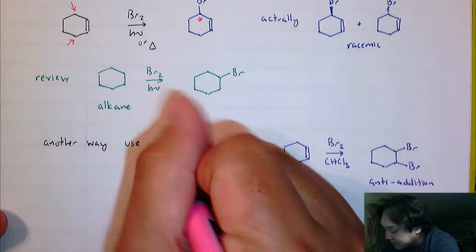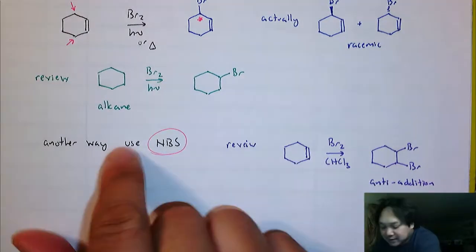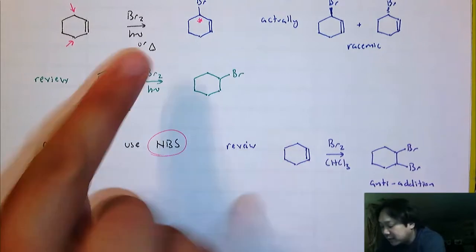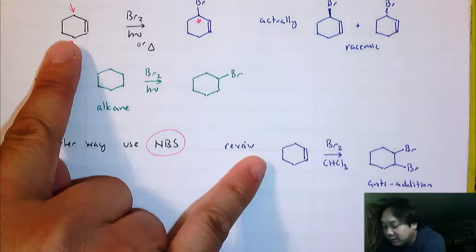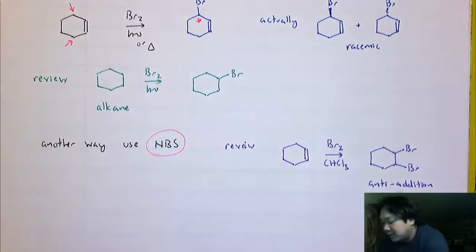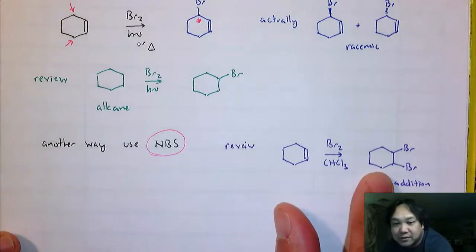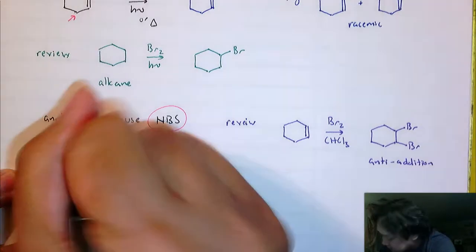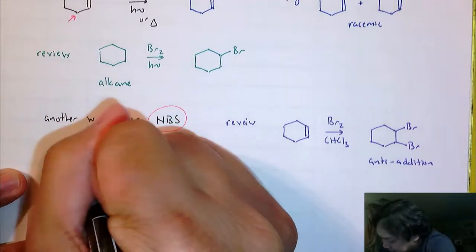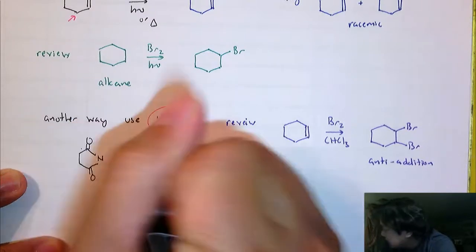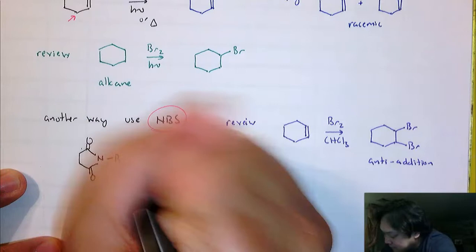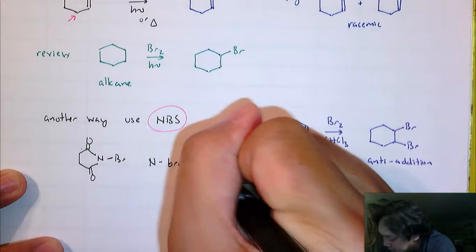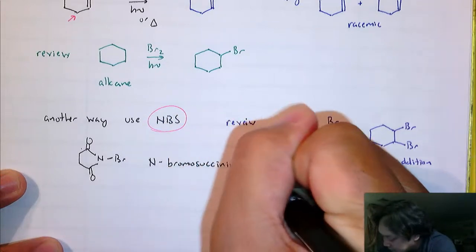Let's take a look at NBS. NBS in part is preferred because you won't get this ambiguity when you have an alkene with Br2. Okay, because NBS won't do the addition reaction. NBS is N-bromosuccinimide, and it looks like this. I don't require my students to memorize the structure. N for nitrogen, bromo, succinimide, NBS. Okay.